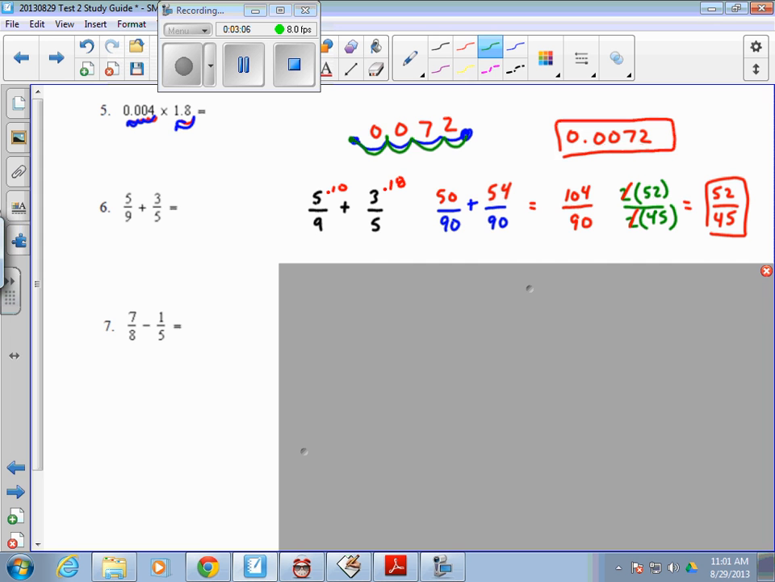5 times 10 is 50. Do the same thing to the second fraction. 5 times what gives you 90? The answer is 18. So multiply 18 times the top number 3 as well, and you get 54. Now the bottom number is the same, 90. Keep it the same. Add 50 and 54, and you get 104 over 90.